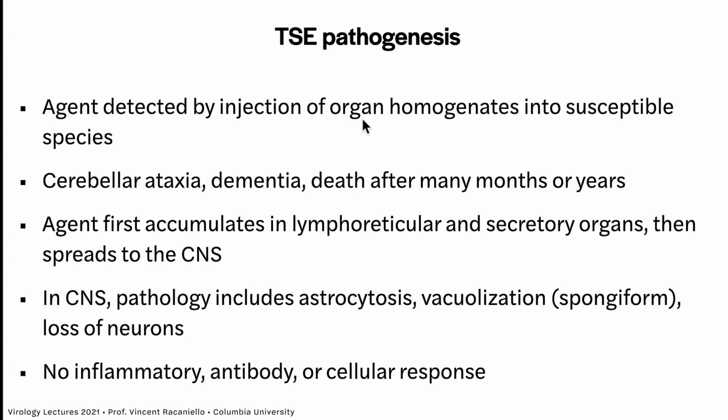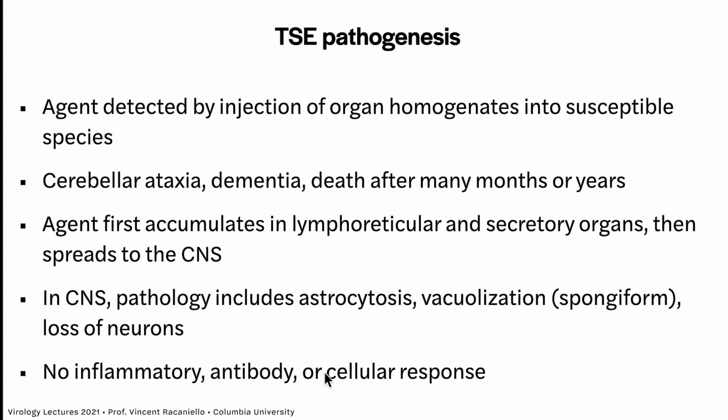And so eventually, as I said, we could make brain homogenates and inject them into susceptible species. We found that certain animals could be infected, like hamsters, and would develop a disease. Initially, these sorts of symptoms took many years to develop in the animal models, but they got better at doing that. In people, this is a long-term disease. Ataxia, dementia, and death happens after many, many years of incubation. Prions appear to accumulate in lympho-reticular and secretory organs, and it spreads to the CNS. And there, of course, the typical pathology of spongiform encephalopathy, loss of neurons, and so forth.